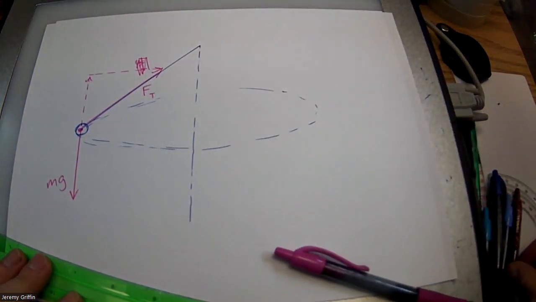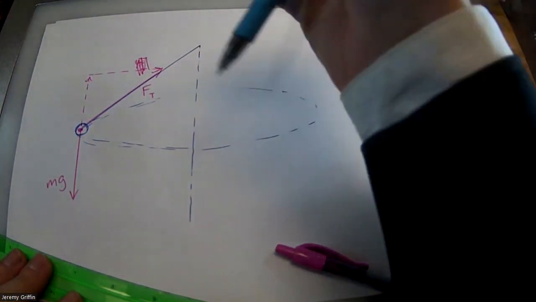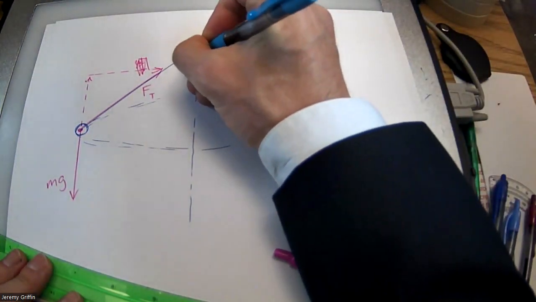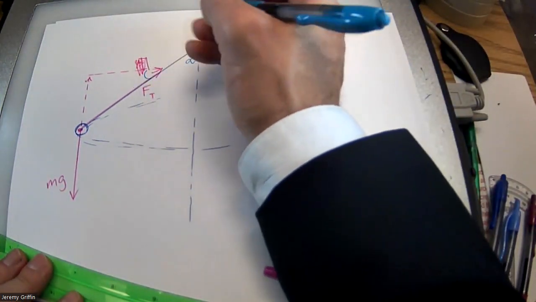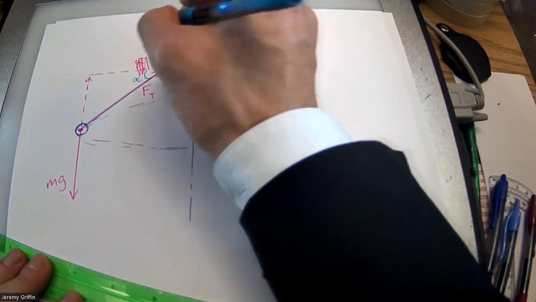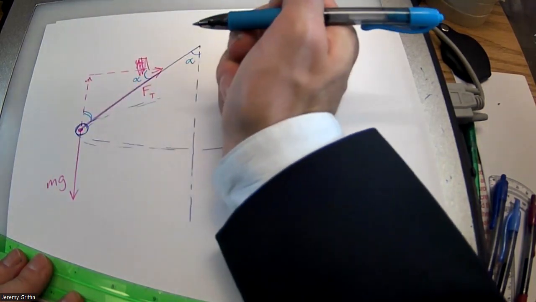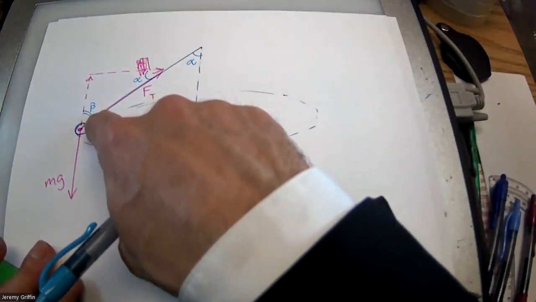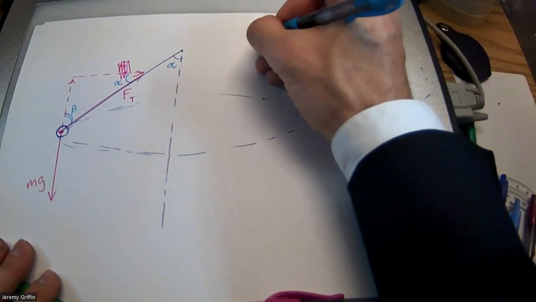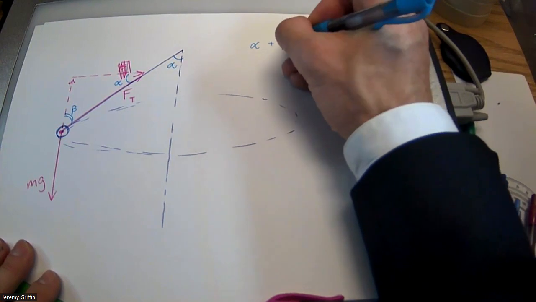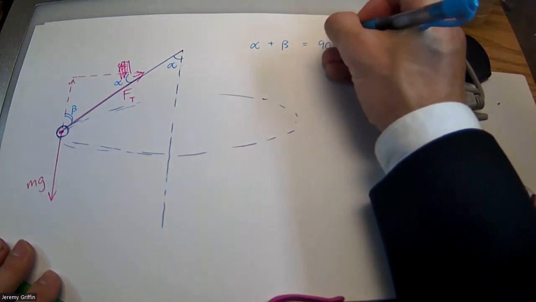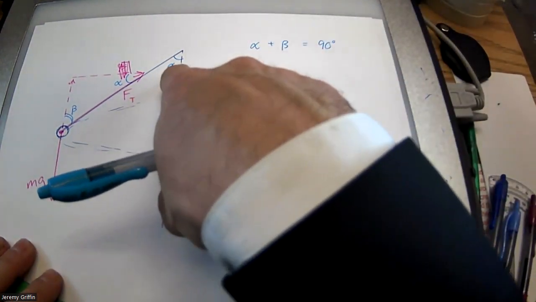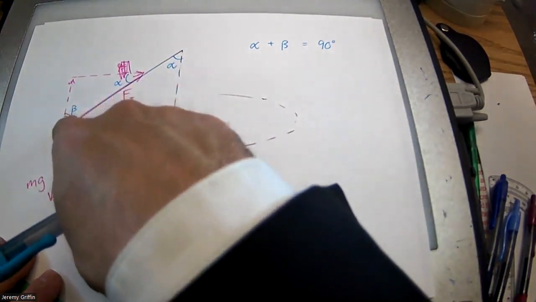What could that be equal to? Well, I need some angles. Let's say I call this angle alpha. Is this angle right here also alpha? Is this angle here also alpha? No, it's something else. Okay, I'll call it beta. What is alpha plus beta equal to? 90 degrees. Yeah. So for example, if alpha was like 30 degrees, you would know beta is 60 degrees.